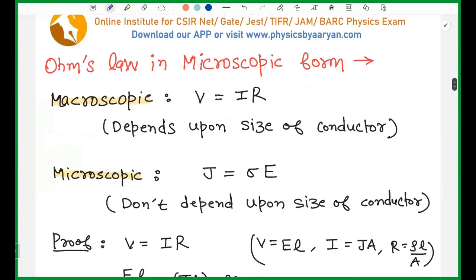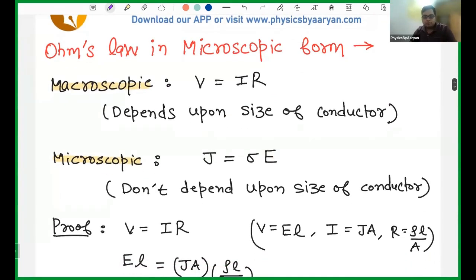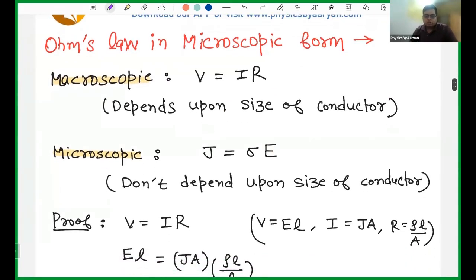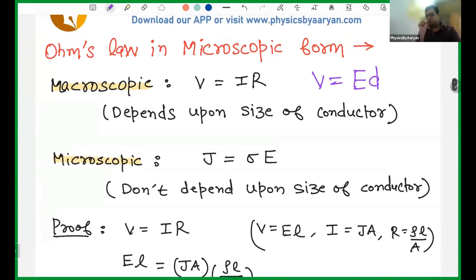Okay. Now let's move to the next thing. Ohm's law in microscopic and macroscopic form. Now there are two things: microscopic and macroscopic. Whenever a property does not depend upon the size of the conductor, it is microscopic. Now, voltage does depend upon the size. How? Because of the formula you remember: voltage equals electric field into distance. This is a very important formula from electrostatics.